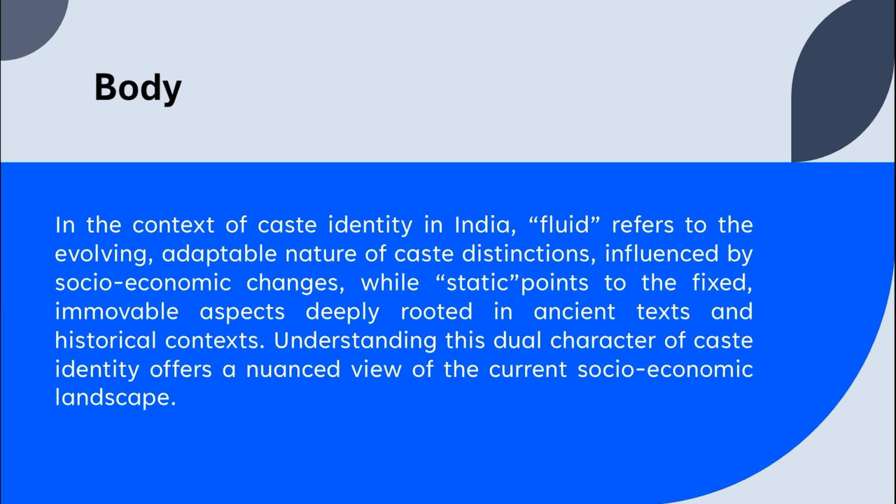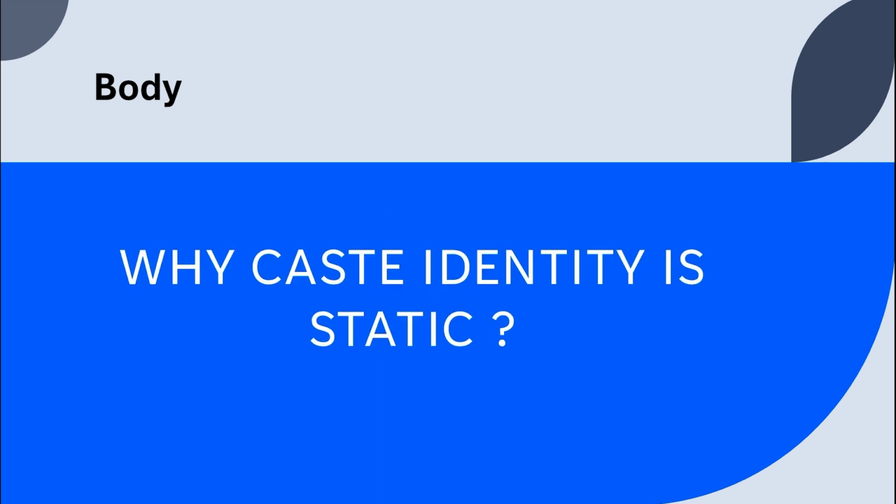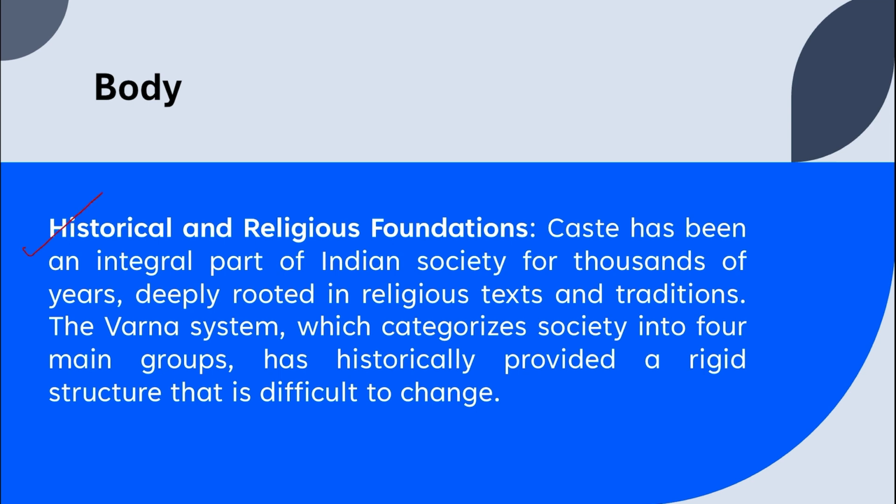Next, you write down that in context of caste identity in India, fluid refers to the evolving, adaptable nature of caste distinctions. Static points out fixed, immovable aspects deeply rooted in ancient texts and historical context. Now, why caste is static, right? You can give a subheading and then write that it is deeply rooted in history and religious foundation. It is given in the scriptures. That is why it is static in nature.